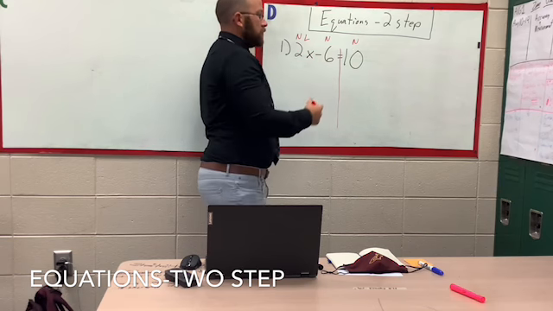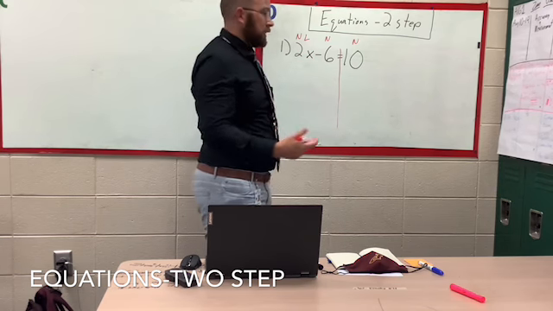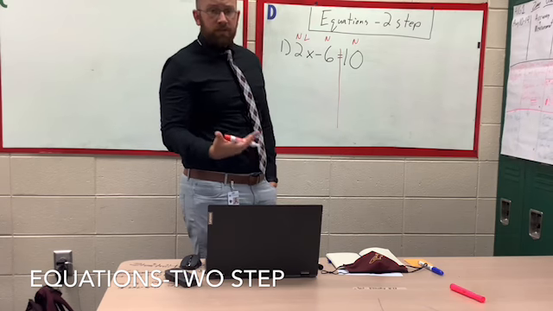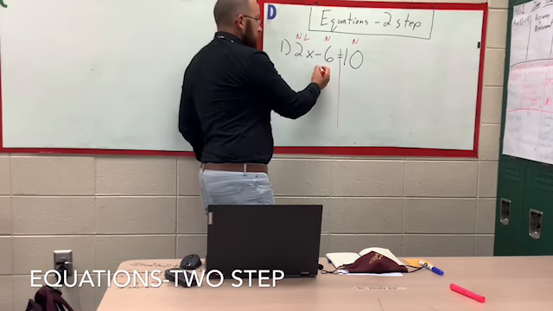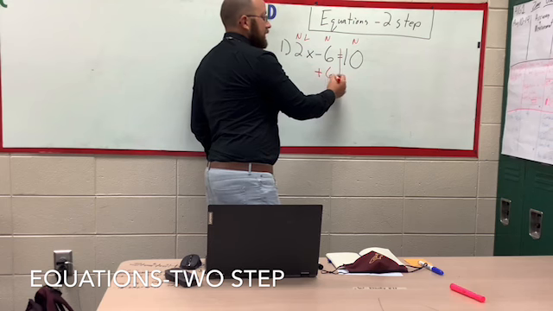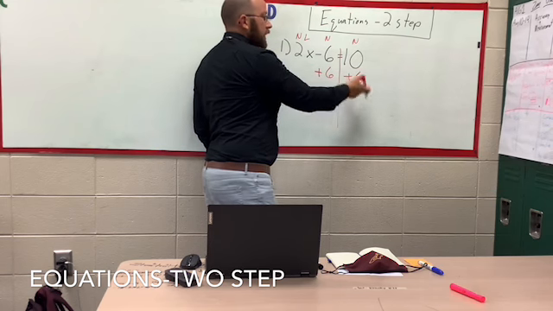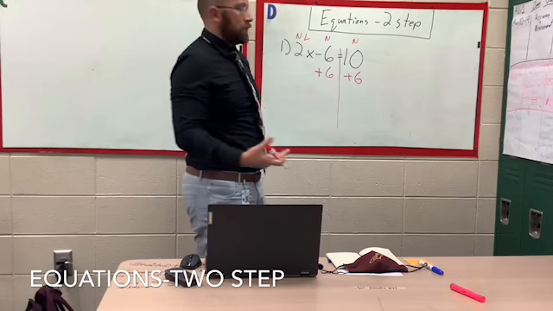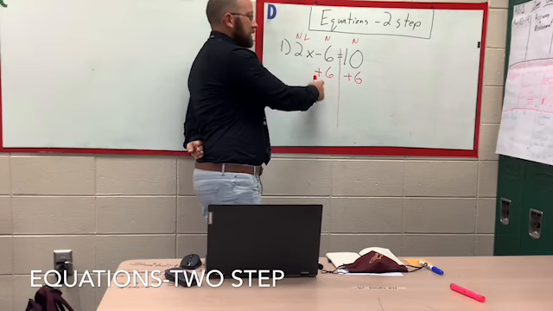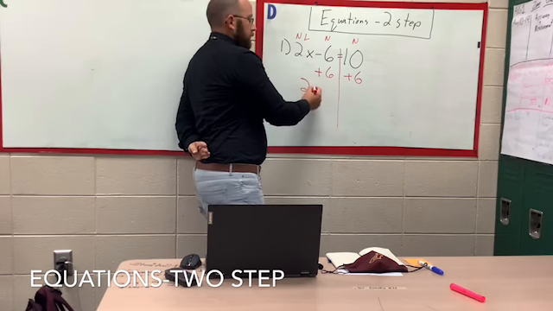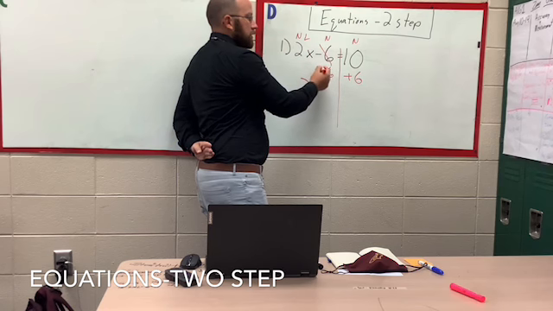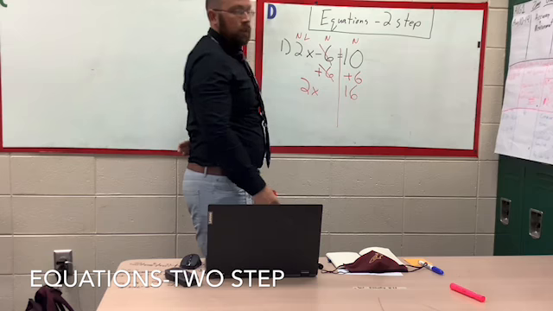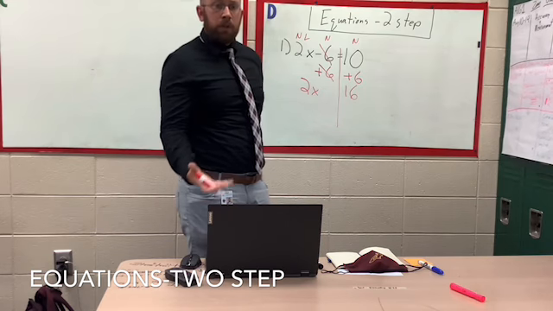So if you remember from addition and subtraction, I have -6 here. What am I going to do to both sides first? I'm going to add 6 because I need to move that across the wall. When I move it across the wall, I do the inverse operation. The inverse operation of subtraction is addition. This gives me 0, so they cancel each other out. 10 plus 6 is 16. Now we're just down to a one-step equation.